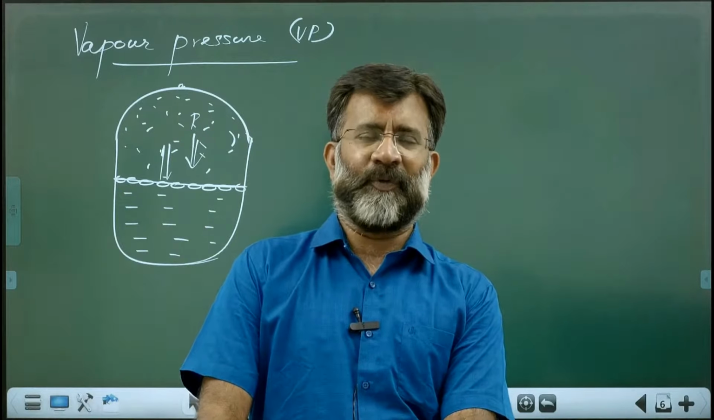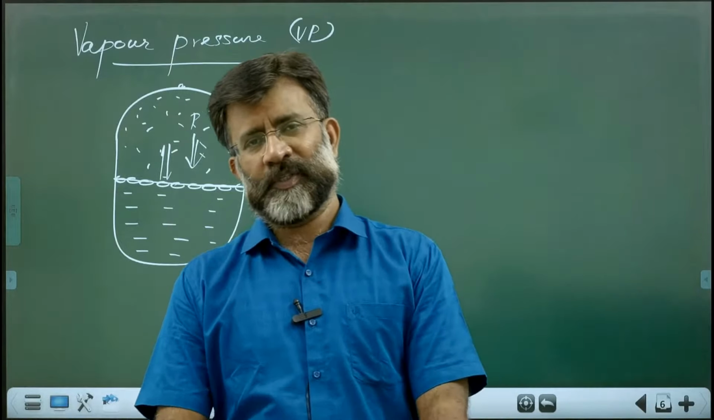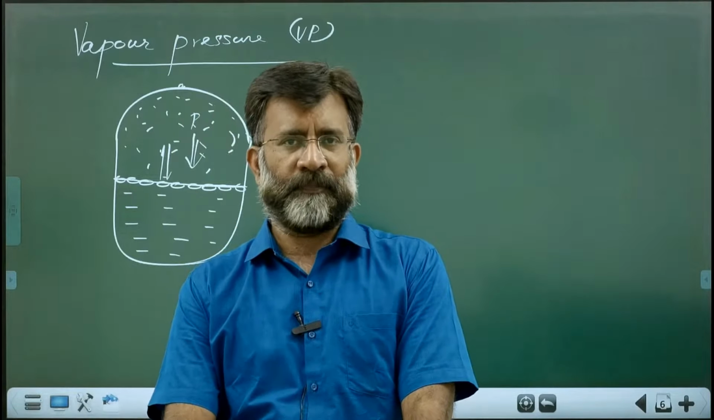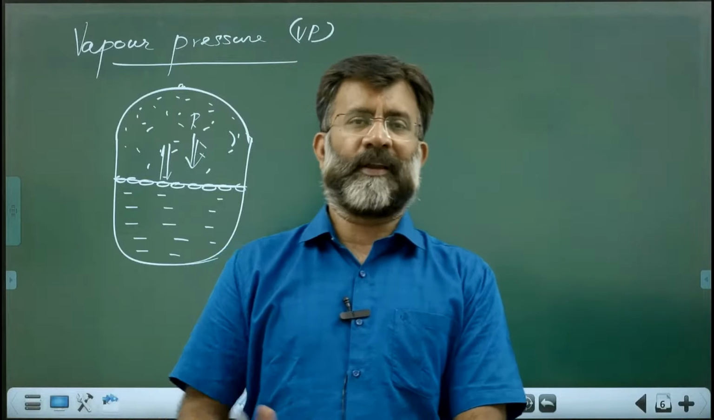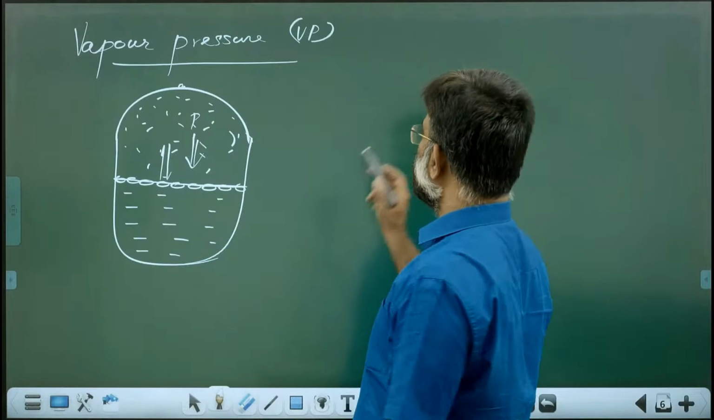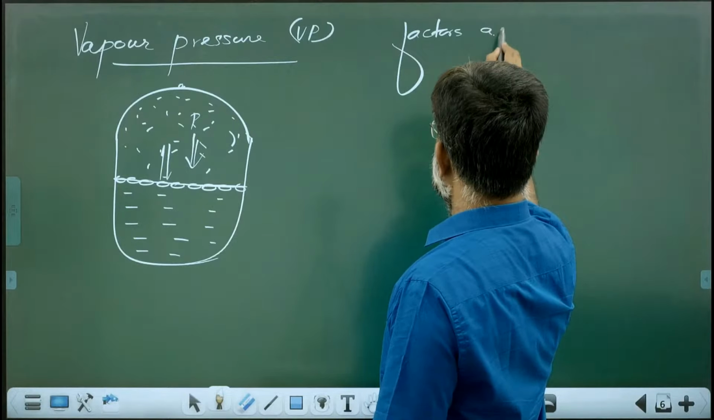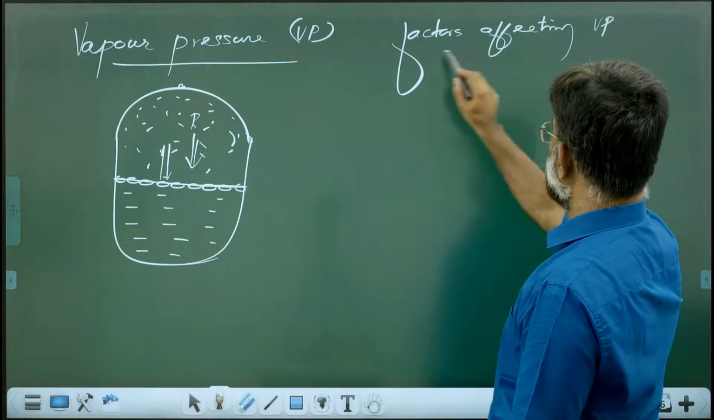All of you know. What is boiling point? Boiling point is the temperature at which vapor pressure of a liquid becomes equal to external pressure. What are the factors influencing vapor pressure? Factors affecting vapor pressure.